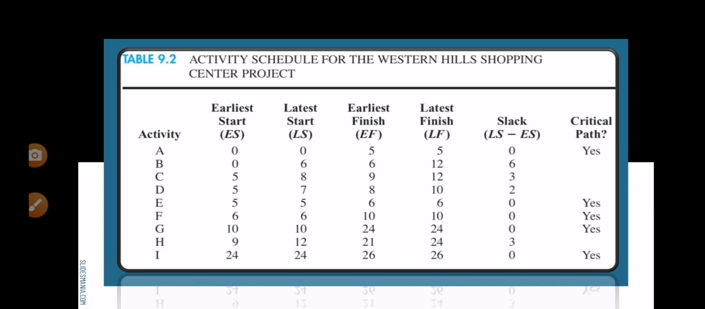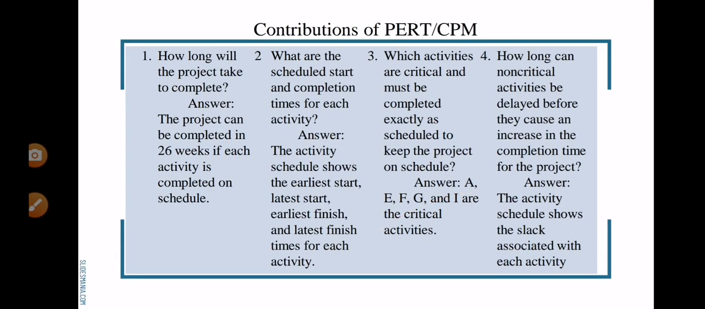But in activity B, it can be delayed by 6 weeks. Activity C can be delayed by 3 weeks, D can be delayed by 2 weeks, and H can be delayed by 3 weeks. So even if they are delayed, the project completion time is still 26 weeks.